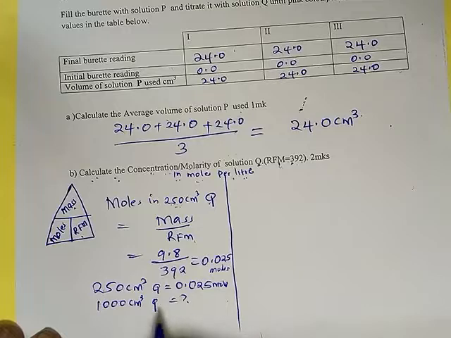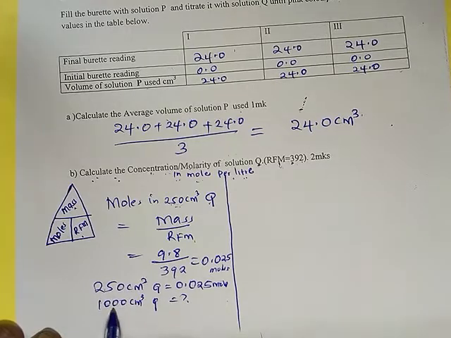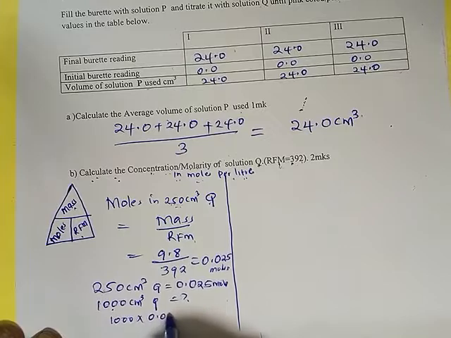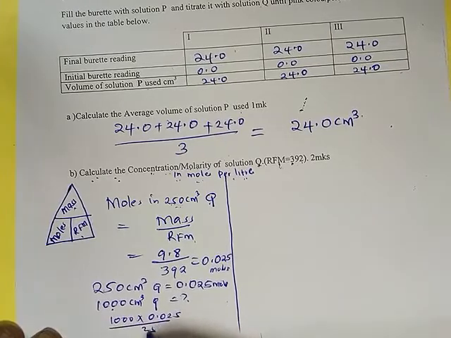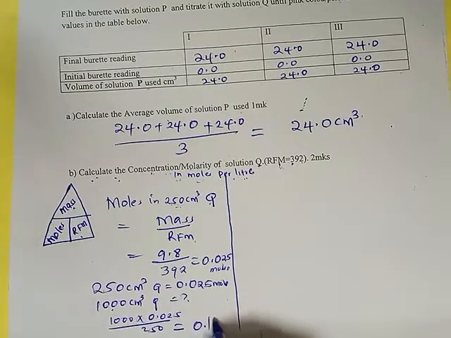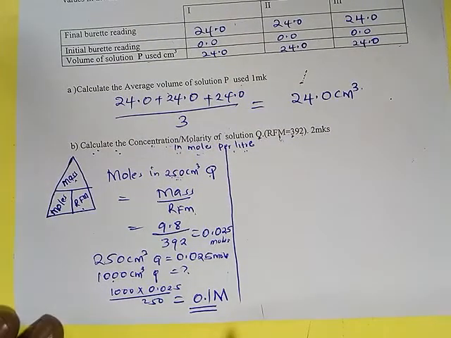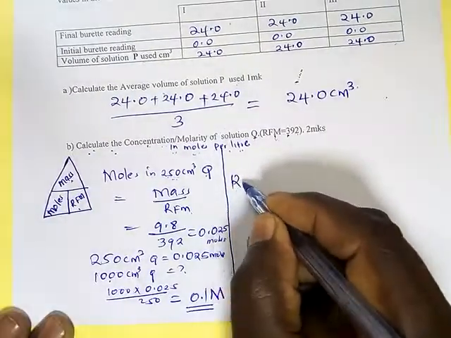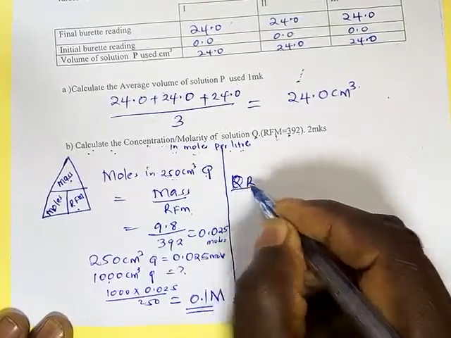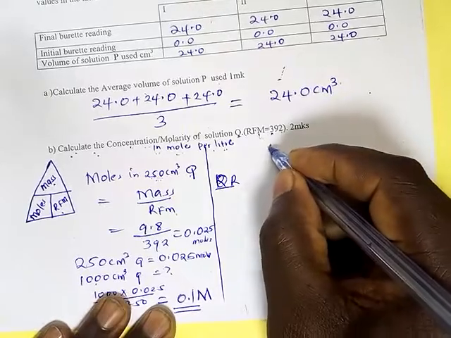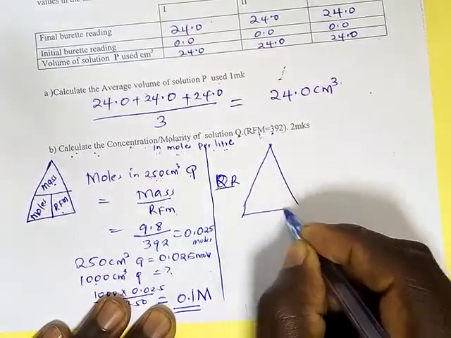So 1,000 times 0.025 divided by 250. This will give you 0.1 capital M, and that is the molality of solution Q. Or we can use another way. There's another triangle I've always been using. There is this triangle here.